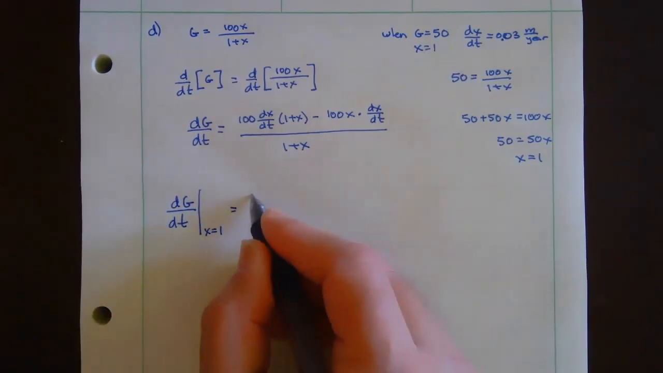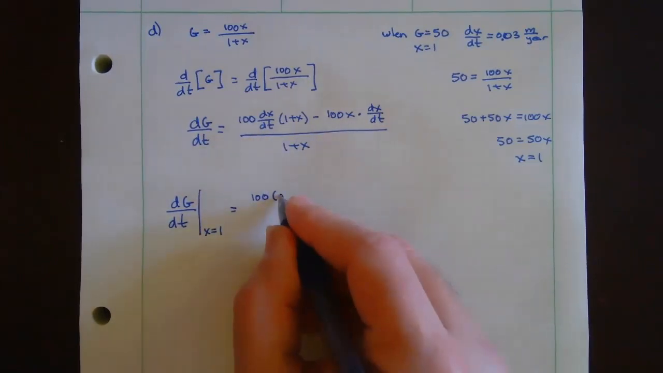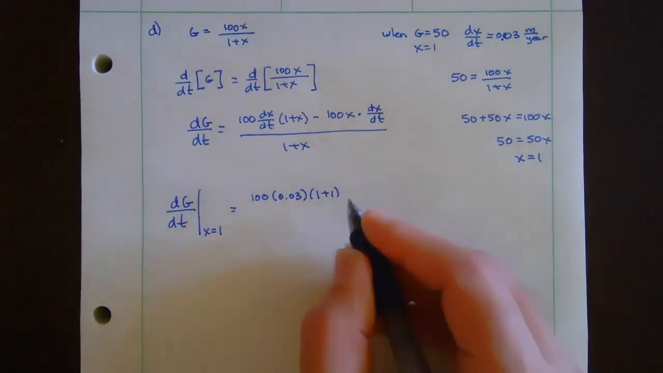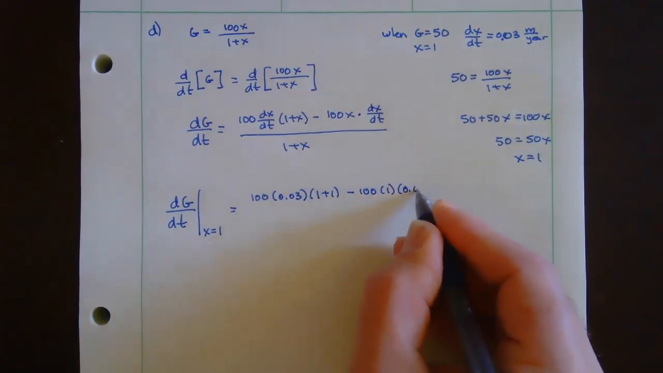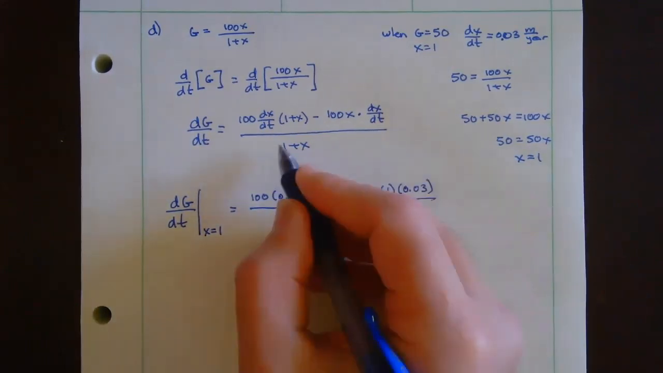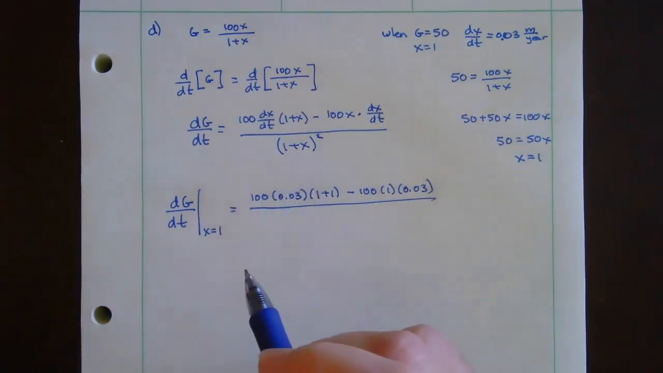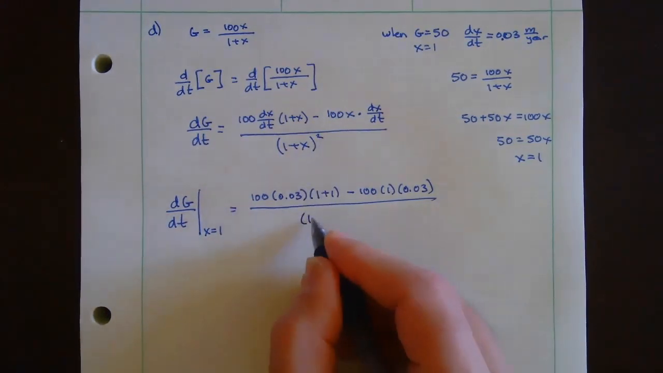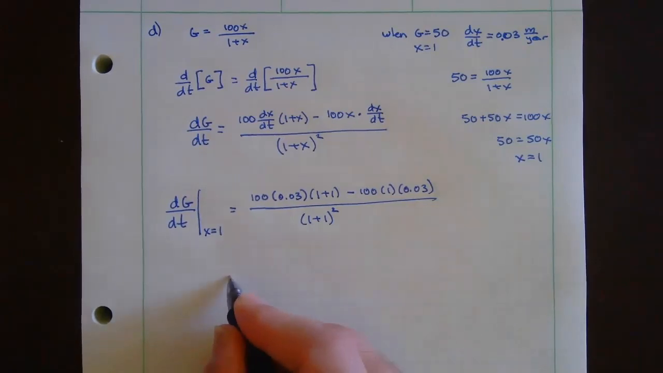So that would equal 100 times dx dt, which we know is 0.03, times 1 plus 1, because x is 1, minus 100 times 1 times 0.03, all over, you know what? I forgot to write 1 plus x squared. That's the quotient rule, right? The denominator doesn't stay just 1 plus x, it's squared. And then this is 1 plus 1 squared.